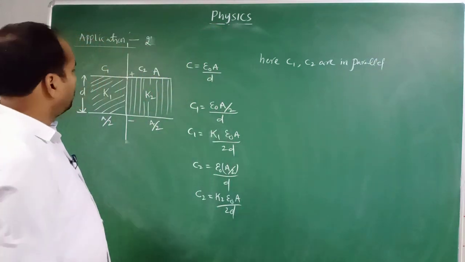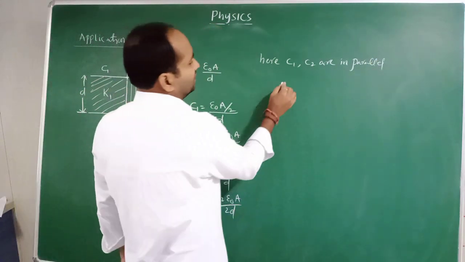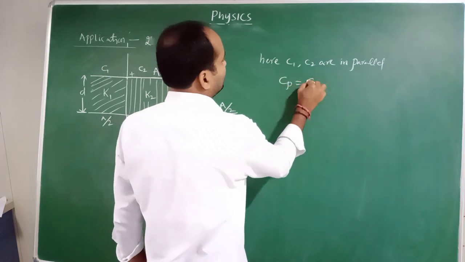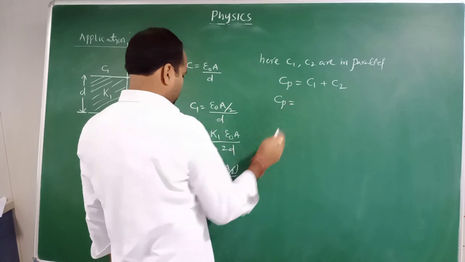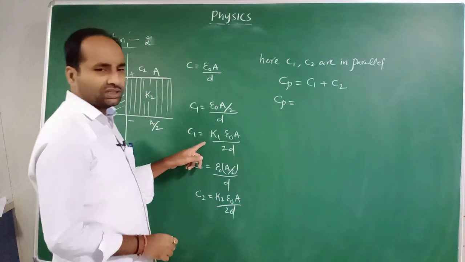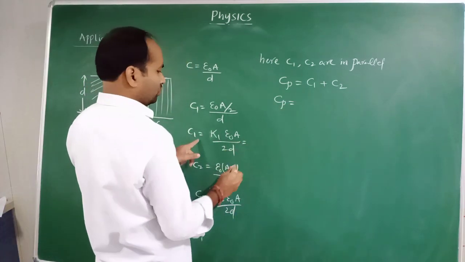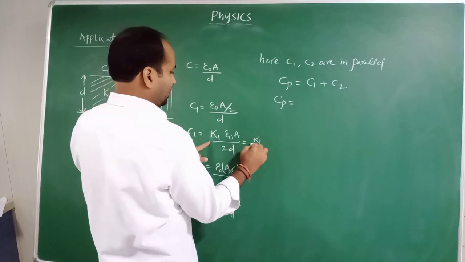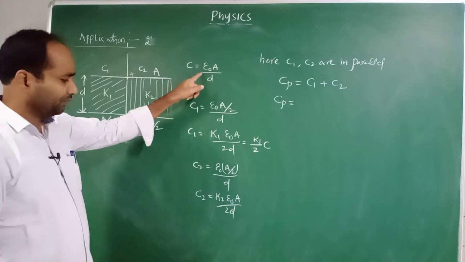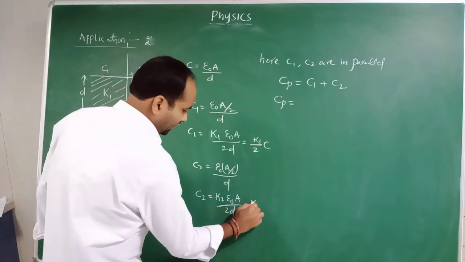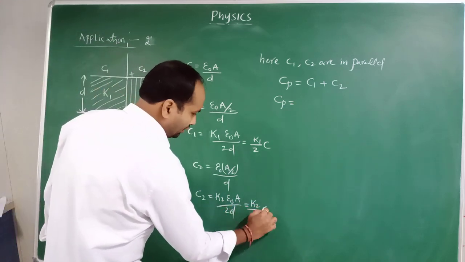Then what should be the effective capacitance? In parallel combination, Cp is equal to C1 plus C2. Cp is equal to C. C1 can be written as K1 by 2 into C, where epsilon naught A by D is C. C2 can also be written as K2 by 2 into C.